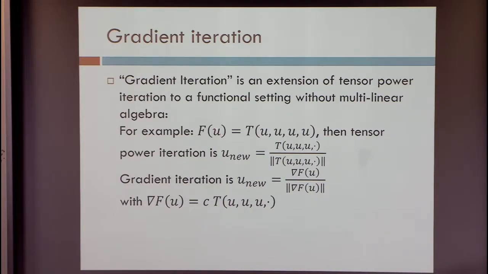So here is how I see that it generalizes power iteration. If f of u is evaluating a tensor at a point 4 times for an order 4 tensor, then tensor power iteration is, well, you evaluate the tensor at 3 times the point, and then you normalize and you iterate this, right? Well, if you compute the gradient of f, that's exactly the same iteration.